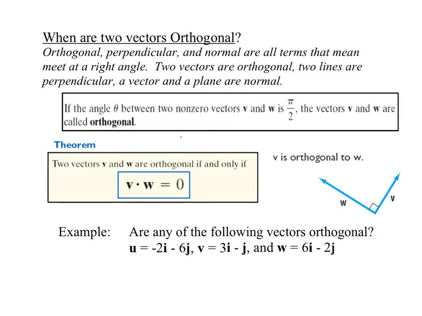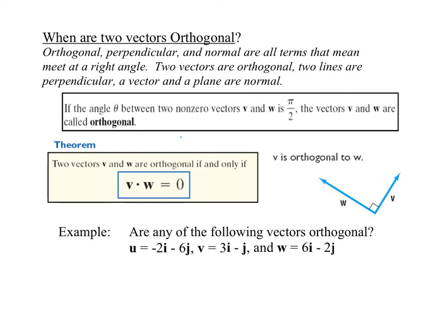Okay, this is our last slide for today. So this asks, when are two vectors orthogonal? This is a new term for you. Orthogonal, perpendicular, and normal are all terms that mean meet at a right angle. Remember I talked about the normal vector in our lesson yesterday when we were looking at the gravity or weight problems that use three force vectors?